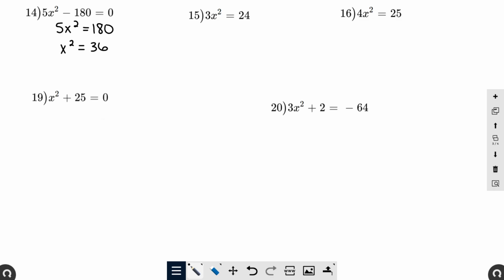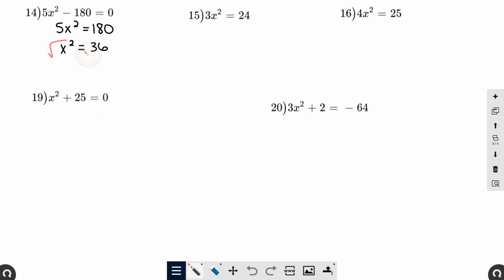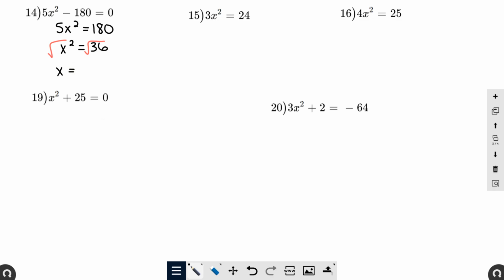Now, once x squared is alone, because that's kind of like our goal is to get x by itself, here we have x squared. Now we get rid of the squared. How do we get rid of the squared? Square root. So x equals, what is the square root of 36? 6. But there's something that can go right in front of that.